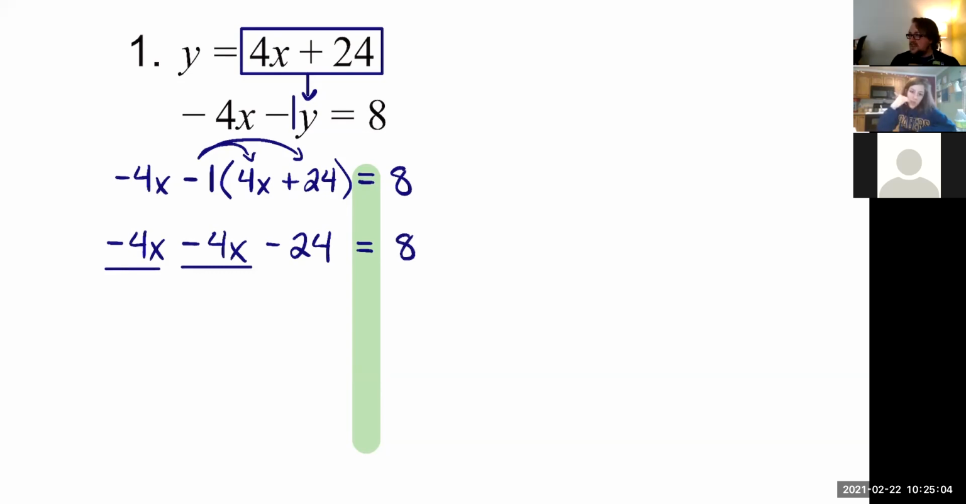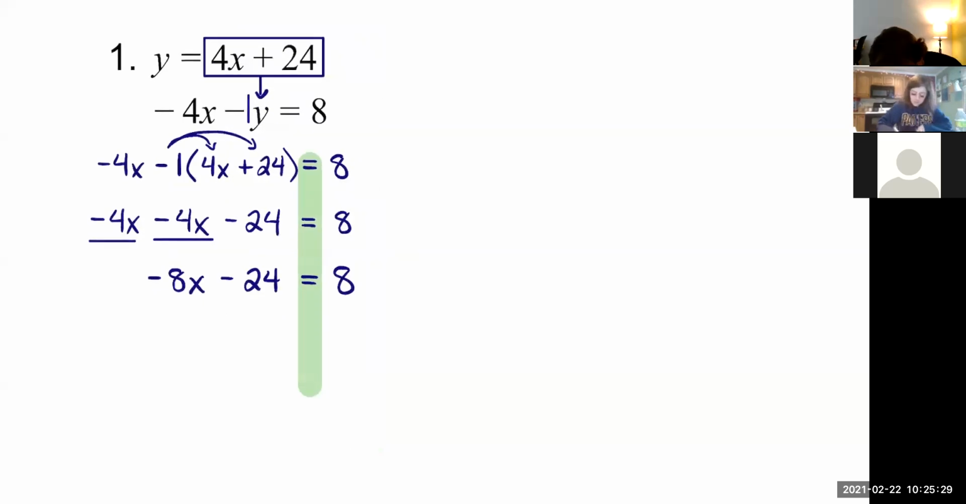Be careful though. Some of us are tempted to say, oh, they cancel out. But you're combining them, you're adding them. Negative 4 plus negative 4 is in fact negative 8x, which Miranda also has thrown in the chat for us as well. So I get negative 8x minus 24 equals 8. And now it's just a 2-step equation.